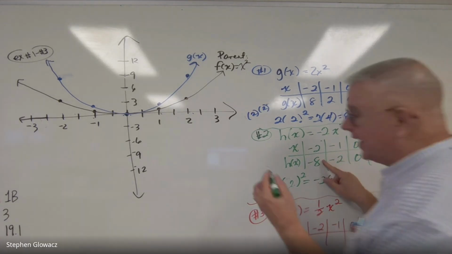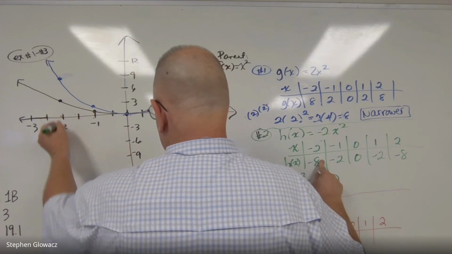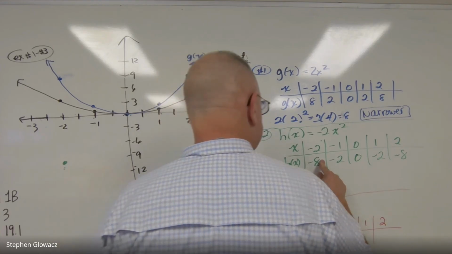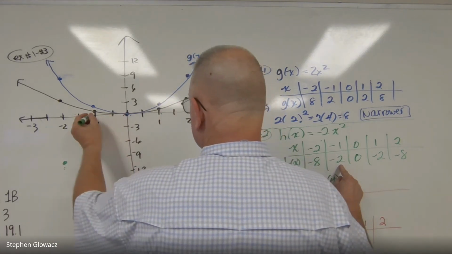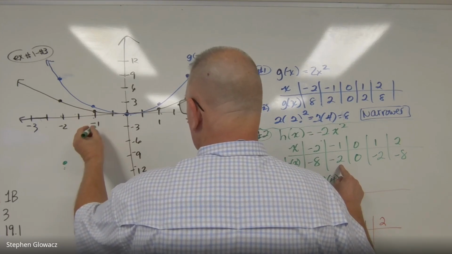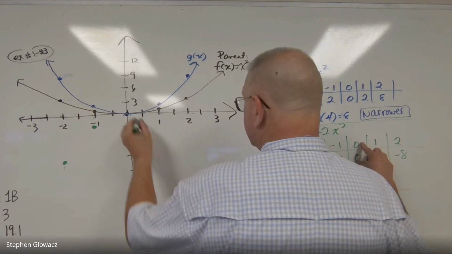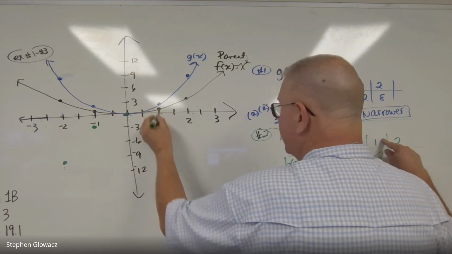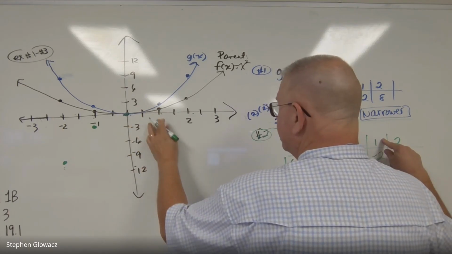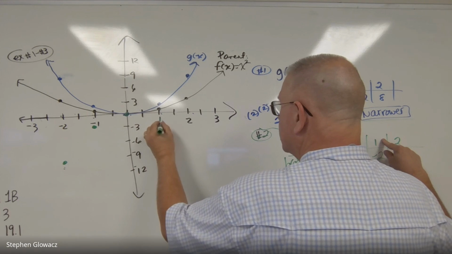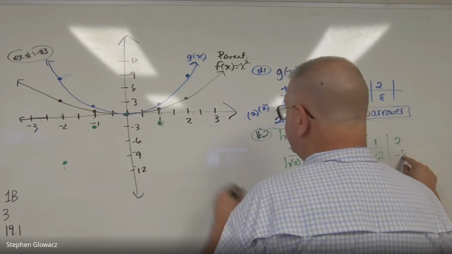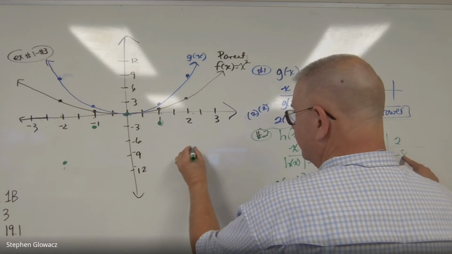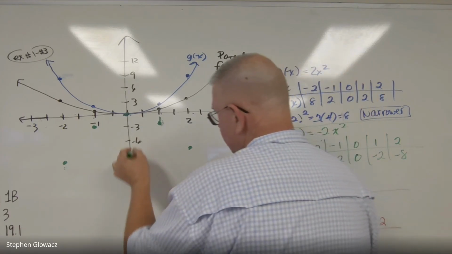So negative 2, negative 8, so that would be 2 to the left, and then 8 down because it's negative 8, so not quite to negative 9. Negative 1, negative 2, 1 to the left, and then 2 down, so not quite to negative 3. 0, 0 is the origin. 1 and negative 2 is 1 to the right, and then 2 down, so almost to negative 3. About right there. And then 2, negative 8 would be 2 to the right, and then 8 down, almost down to negative 9. Between negative 9 and negative 6, closer to negative 9.